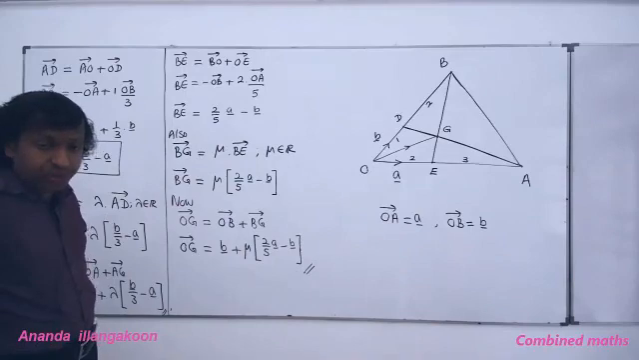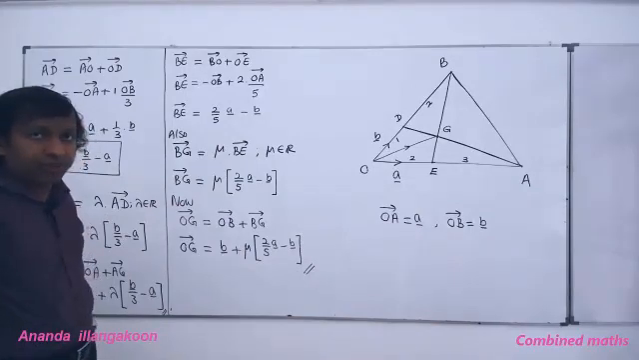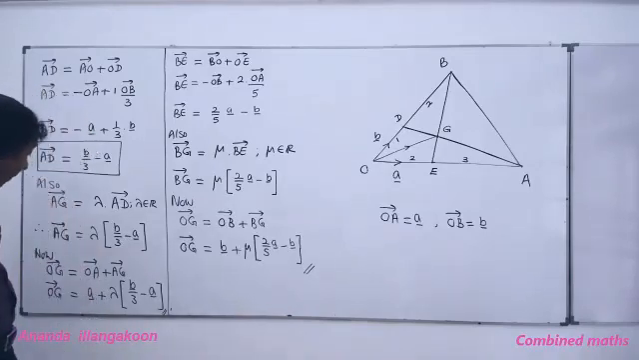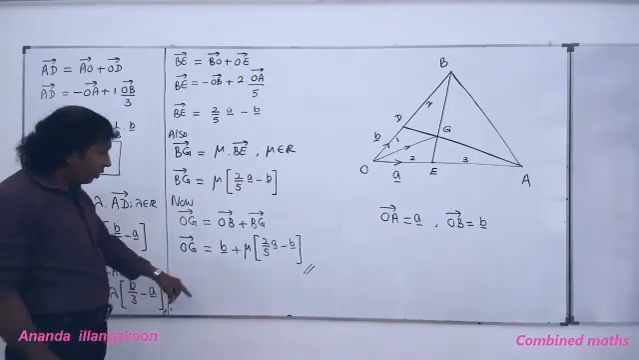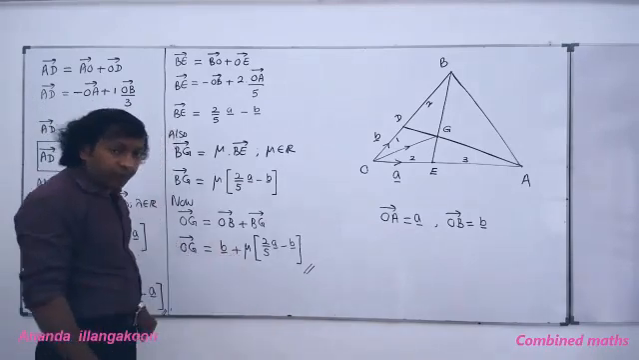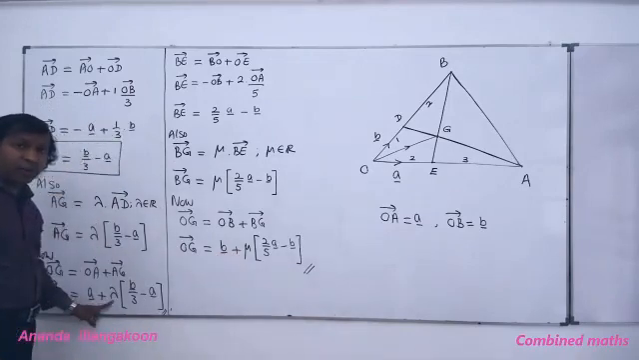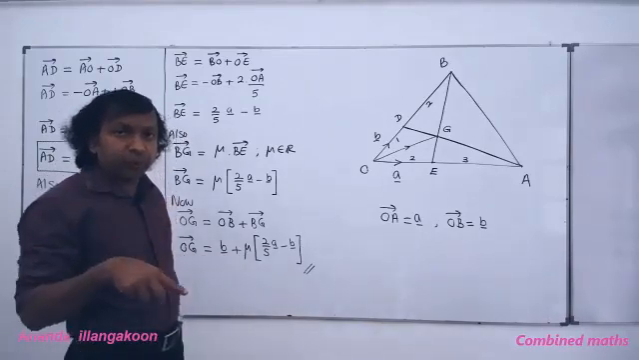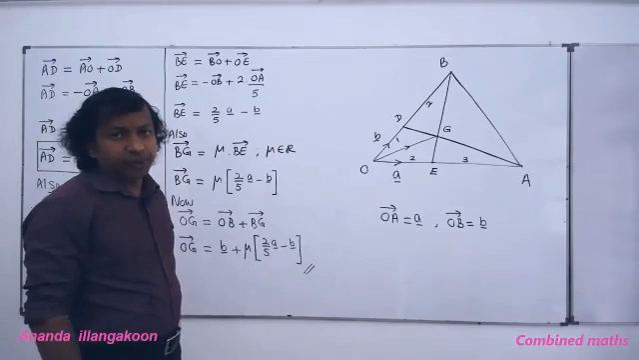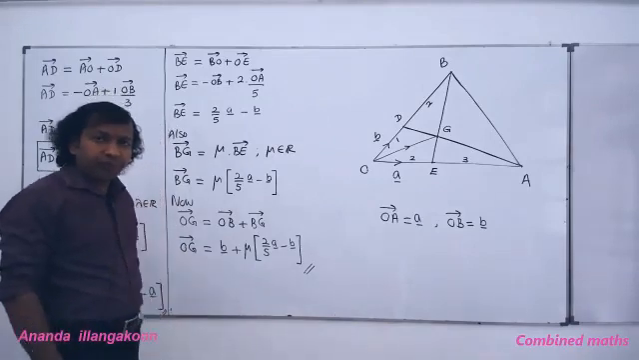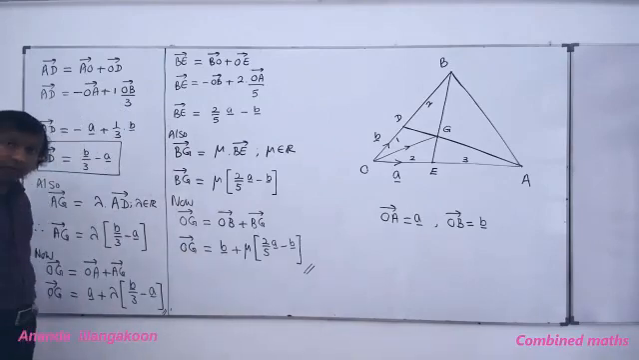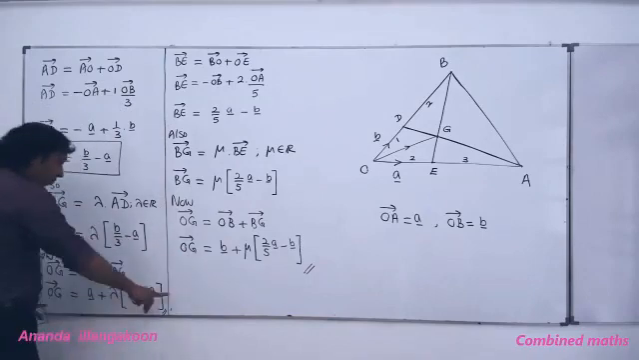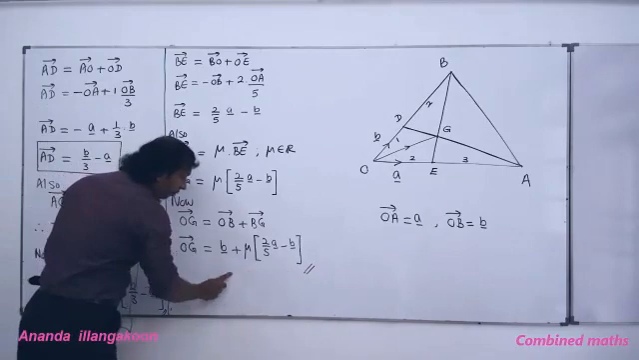Hence find OG vector. People, OG vector can be found by using this or by using this. If we use this one, we should know the value of lambda. If we use this one, we should know the value of mu. So therefore, either lambda or mu we have to find. Then to find this lambda or mu, what can we do, people? This OG vector and this OG vector are the same, no? Left hand side is the same, therefore this right hand side should also be the same.